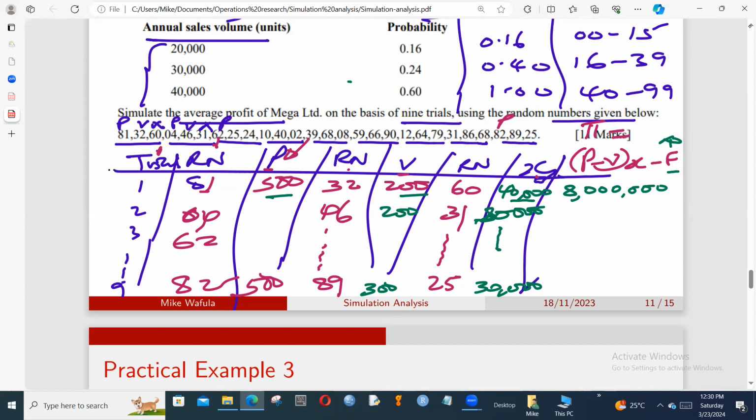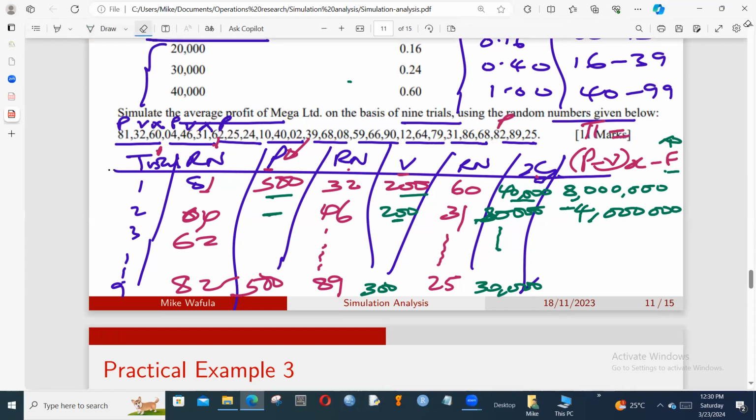Thank you. Then the second trial, we are now talking of P minus 200, then times 30,000, whatever you get, minus 4 million as a fixed cost. What do we get? A loss of 1 million. Yes, a loss of 1 million. Is it one, not four? Yes. Okay, so we can fill that. A loss of 1 million. Okay, that's okay.